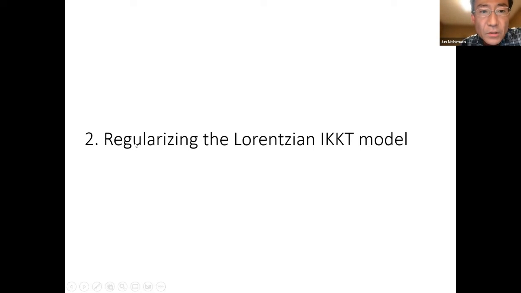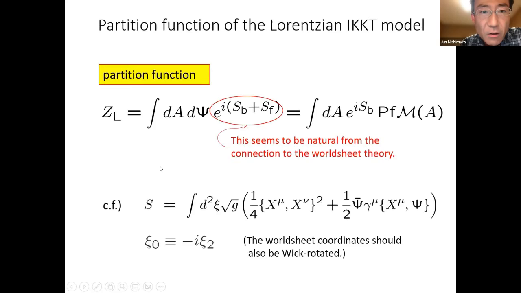Next, I would like to discuss the Lorentzian IKKT model. As you will see, it is not well defined as it is, so we have to regularize it somehow. The partition function of the Lorentzian IKKT model looks like this. We have an i in front of the action, which is important in my talk. But this seems natural from the connection to the worldsheet theory, because, as I said, this bosonic action can be interpreted as a kind of matrix regularization of the worldsheet action for the type IIB superstring theory.